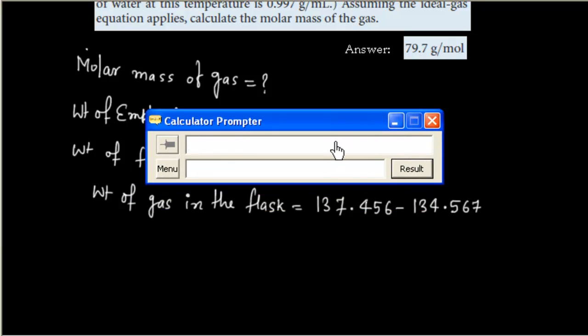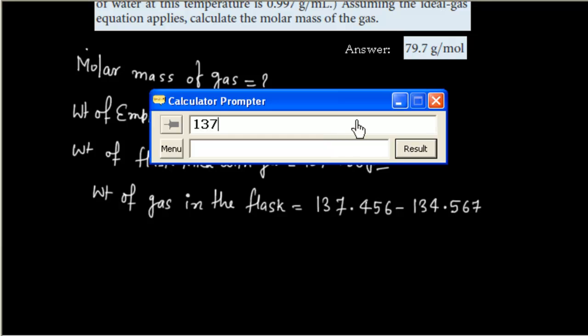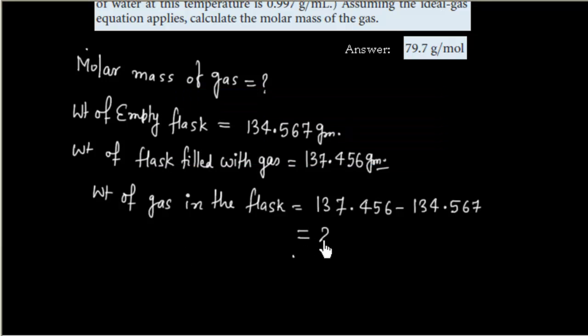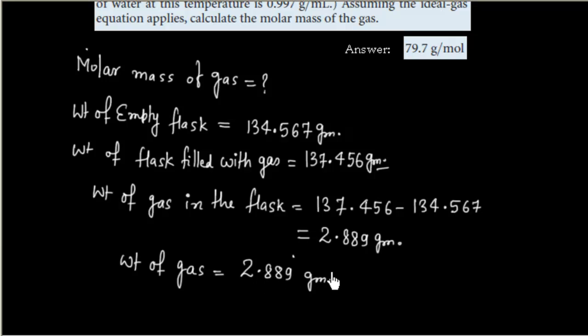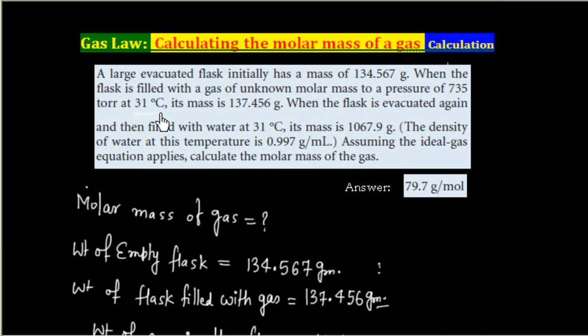So let us use the calculator. 137.456 minus 134.567. So this is 2.889. So this is the weight of gas. So the weight of gas, now we know, is 2.889 gram. And this weight is given at a temperature of 31 degrees centigrade.